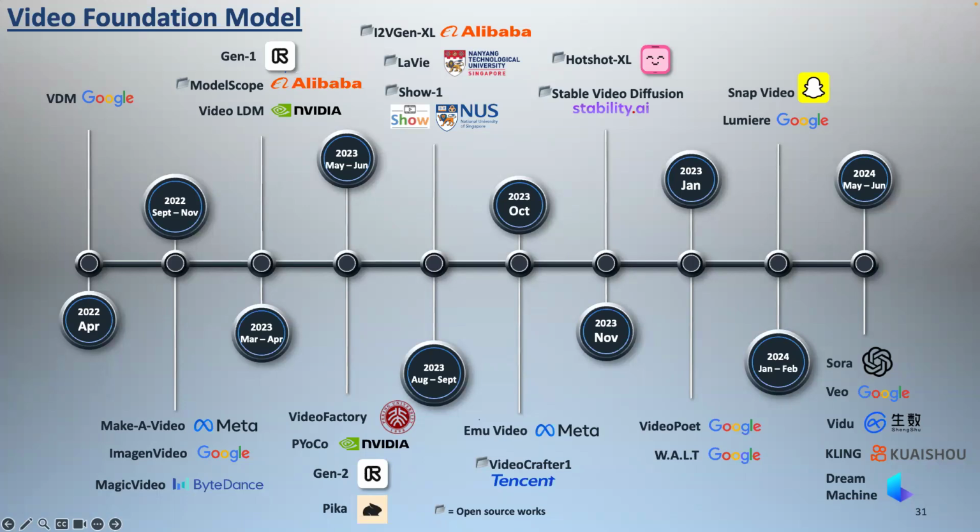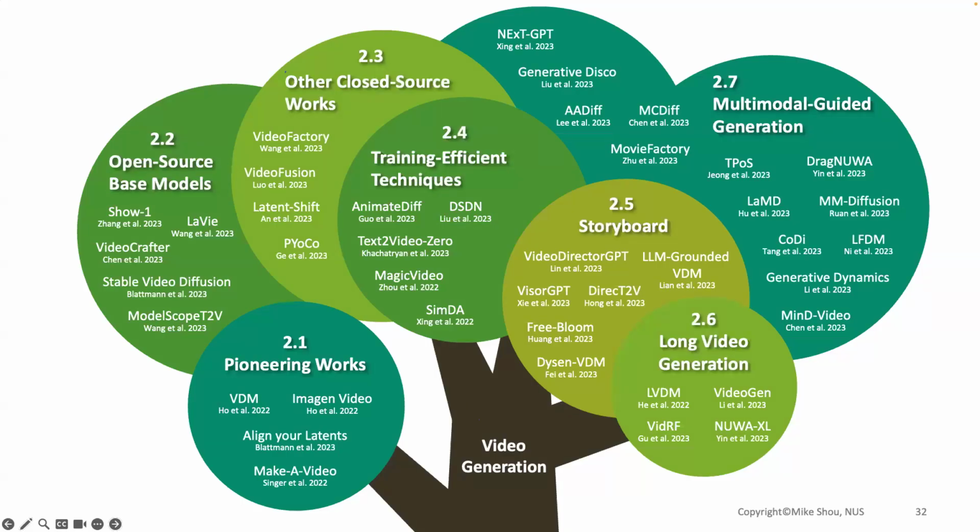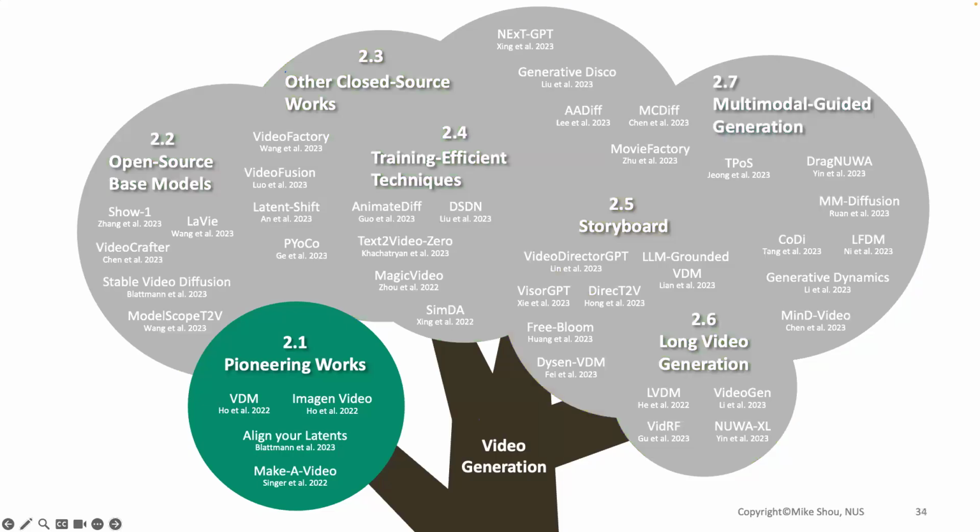However, there are quite a few foundation models or base models for diffusion-based video generation. So we've categorized these models and related works into 7 categories. The first 3 categories focus on foundation models or base models, and then we will introduce other related topics in this field. So let's start with some pioneer work in this field. For example, the video diffusion model and other works like Imagen Video from Google, Align Your Latents from NVIDIA, and Make-A-Video from Meta.